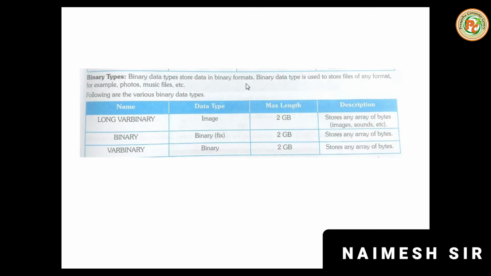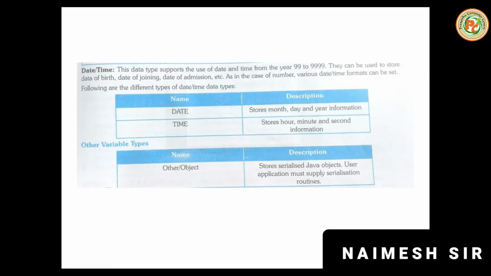Then binary data is stored like 0 and 1 only. For long varbinary, for example, if you want to store any image, then we have to take the long binary data. It can store up to 2 GB of data in one field. Binary is fixed up to 2 GB, and varbinary stores up to 2 GB of data. Date stores the day, month, and year, like birth date, sales date, or purchase date, and it can also store the time. Another type is Other, which stores serialized Java objects and other objects. If you want to store those, you can select this data type.